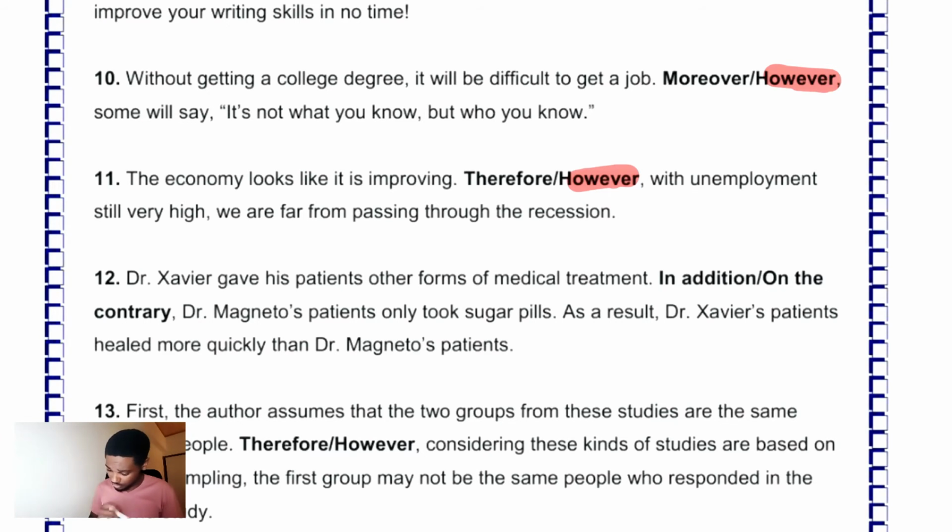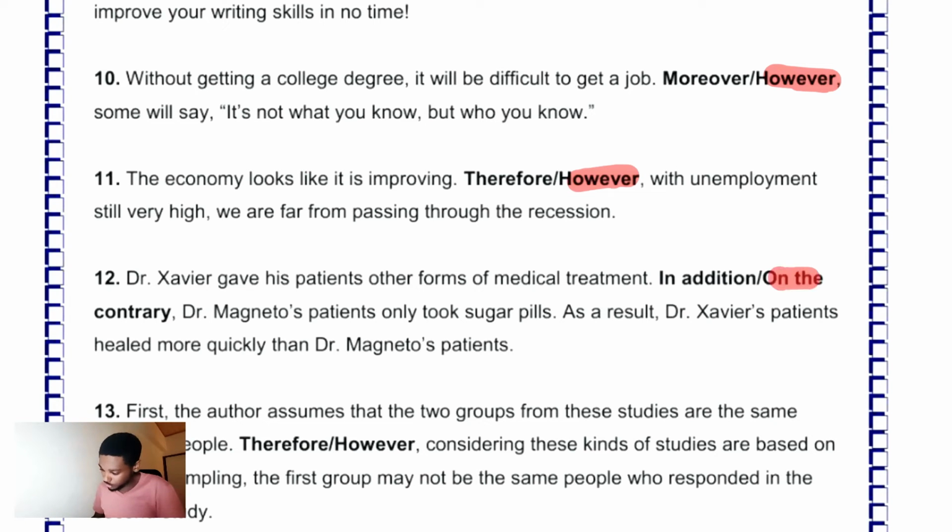12. Dr. Xavier gave his patients other forms of medical treatment. Blank, Dr. Magneto's patients only took sugar pills. As a result, Dr. Xavier's patients healed more quickly than Dr. Magneto's patients.